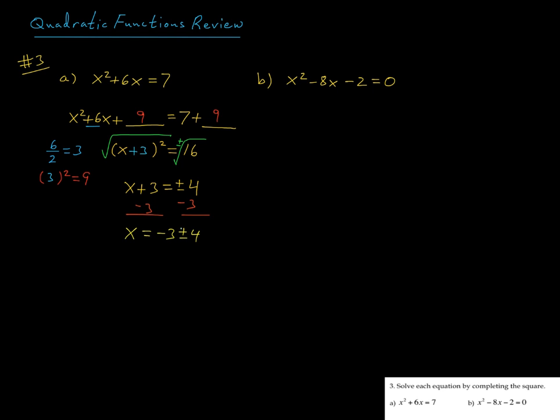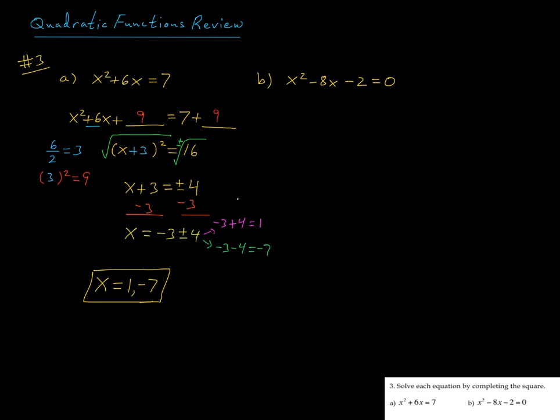And there's two cases to consider. So if I have a positive 4, then x is minus 3 plus 4, which is 1. And if I use the minus sign, then x is minus 3 minus 4, and that's minus 7. So our solutions here are x is equal to either 1 or negative 7. Okay, cool.